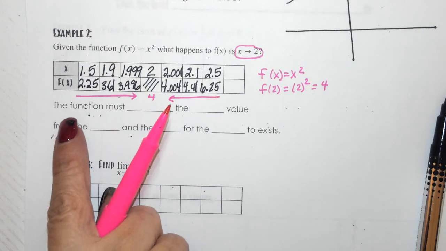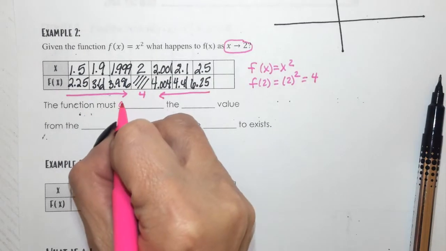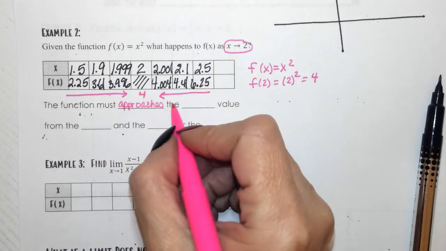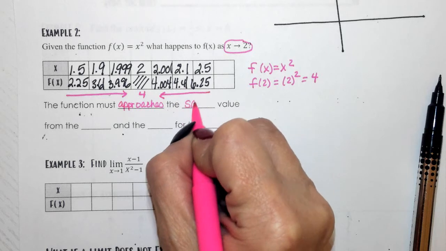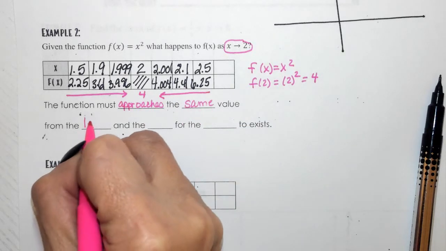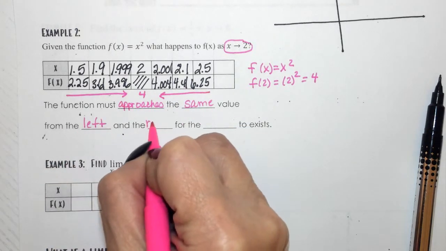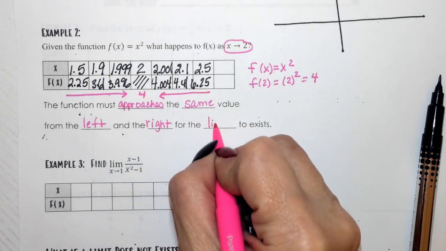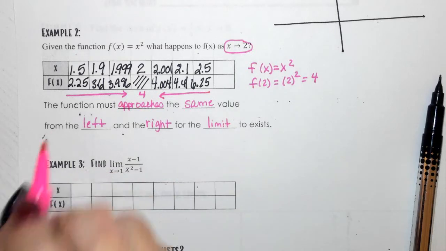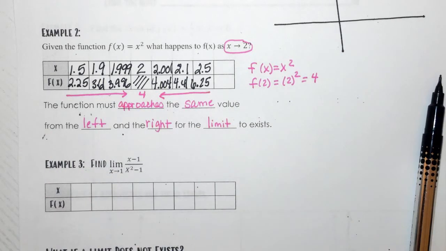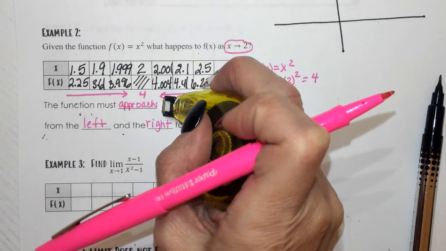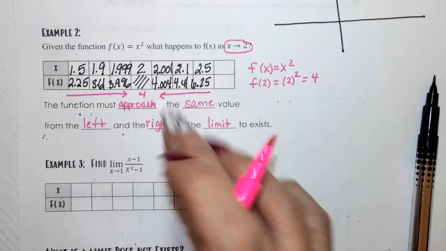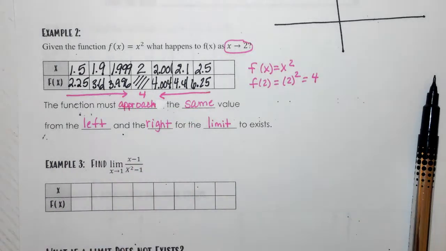Here's what I want you to notice. If the function approaches the same value from the left and the right, then the limit exists. The function must approach the same value from the left and the right for the limit to exist.